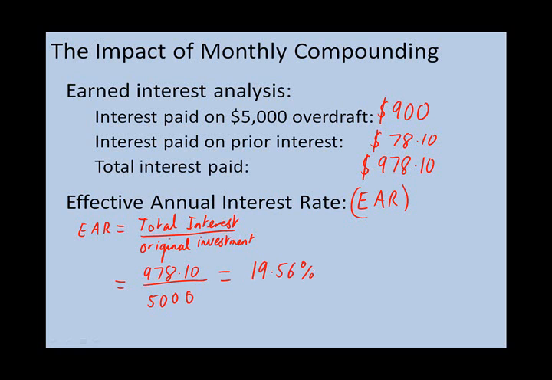And yet, remember what the APR was? The APR, the annual percentage rate, was equal to 18%. Now you can see why credit card companies don't quote effective annual interest rates, rather they quote the APR. The APR is always going to be lower than the effective annual interest rate.